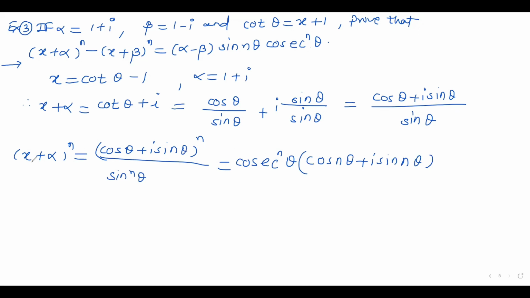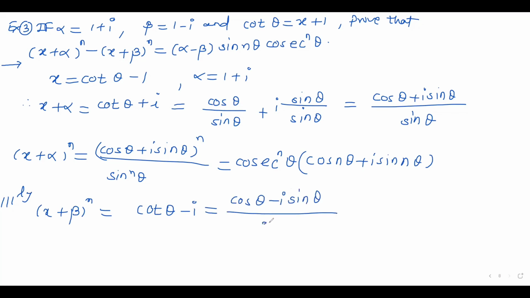सिमिलरली आपको x plus beta भी चाहिए. So similarly x plus beta raised to n. बीटा क्या है आपका? यहाँ पे है और x है यहाँ पे. Adding them, this will become cot theta minus i, right? अगेन इसको भी ऐसे ही लिख सकते हैं आप. So यहाँ पे होगा cos theta upon sin theta minus i into sin theta upon sin theta, यानी cos of theta minus i sin of theta divided by sin theta, right? अगेन raised to n करना है आपको, next step में.